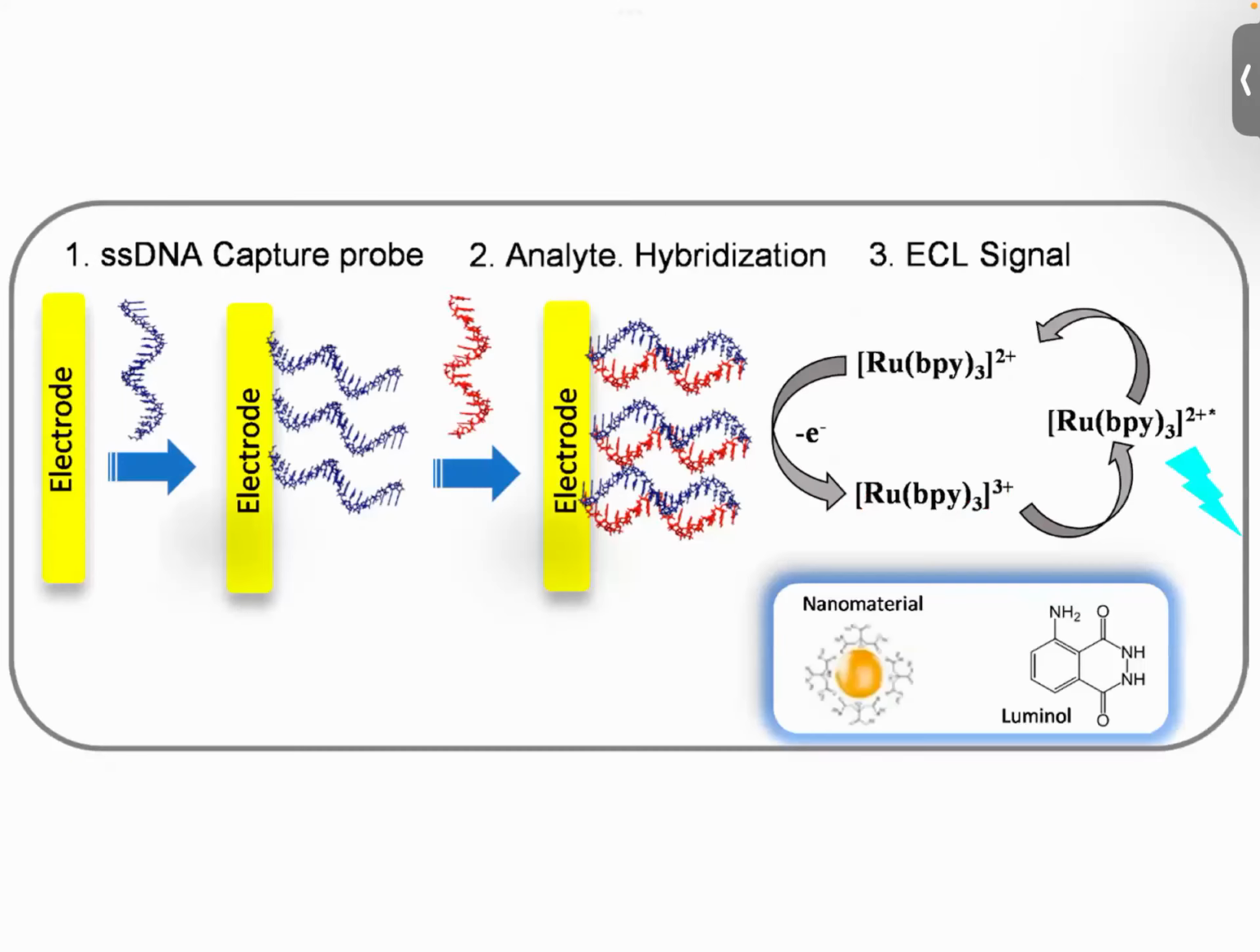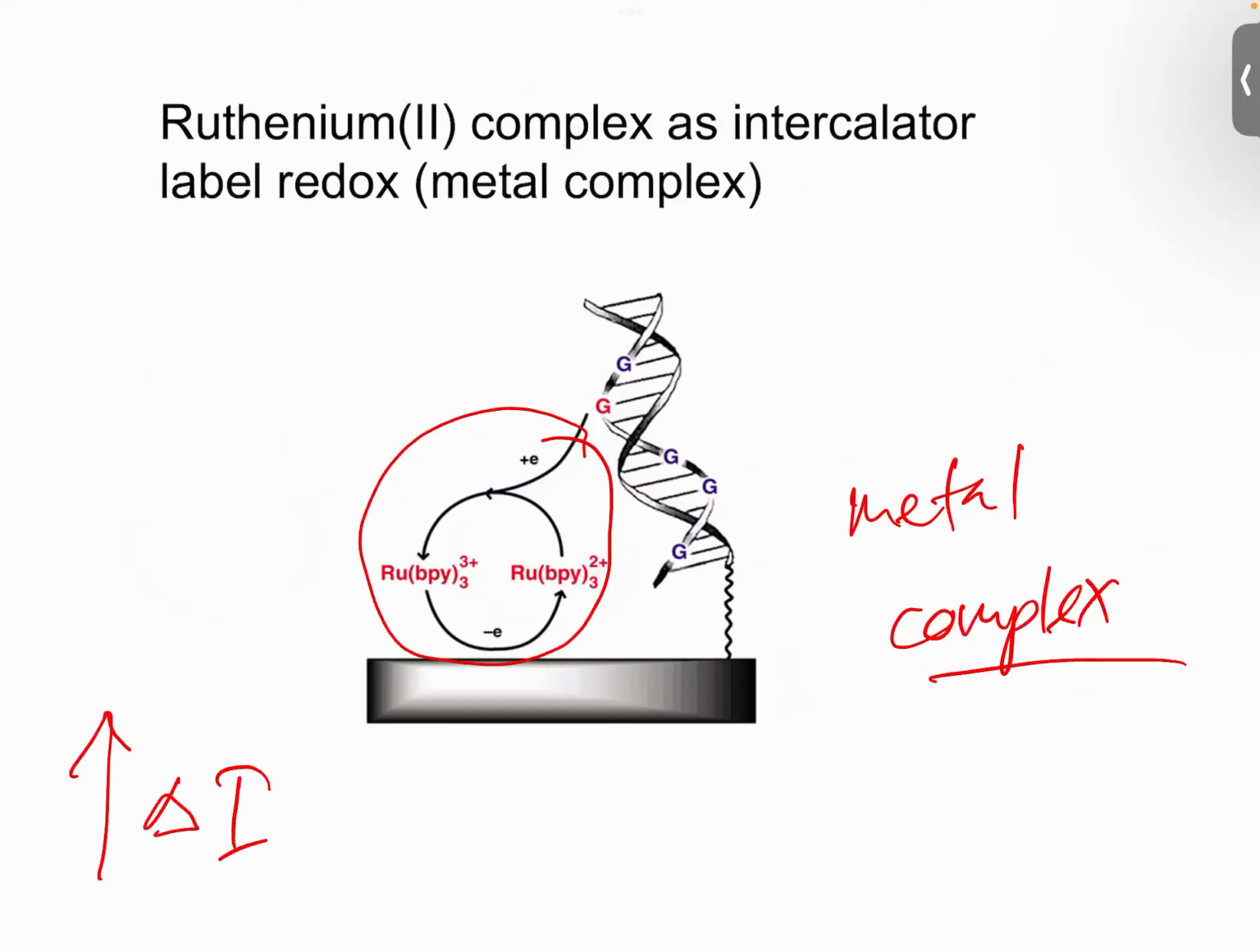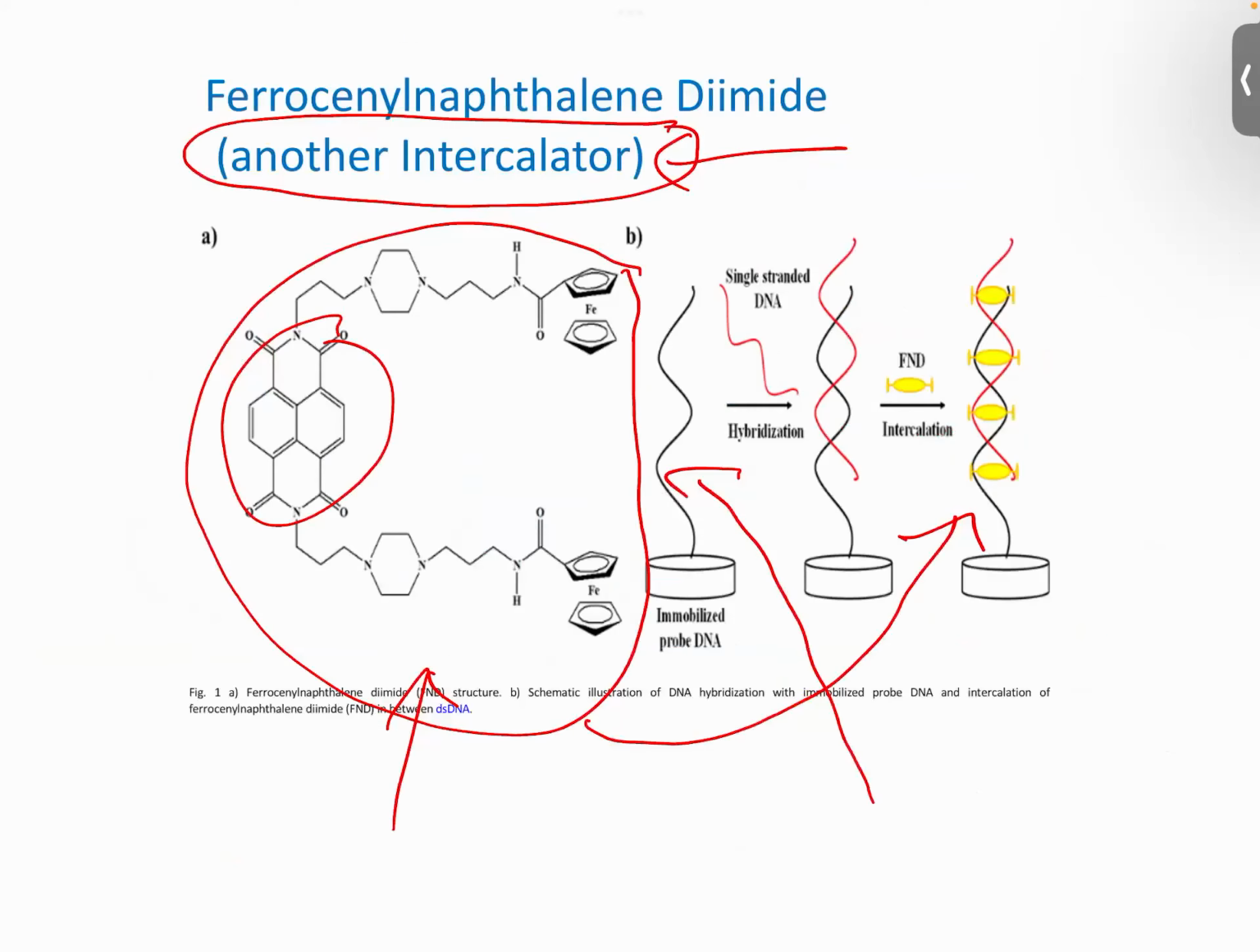This is an example of a ruthenium complex. It's not that complicated. We just expose the DNA that is already hybridized to a solution of ruthenium complex. And these are all examples of groove binders. Groove binders are not intercalators.